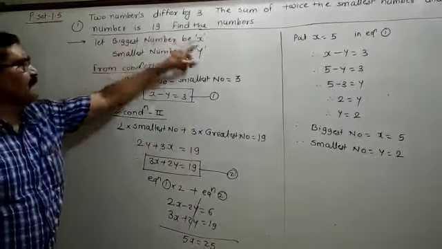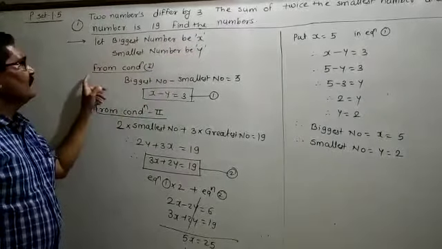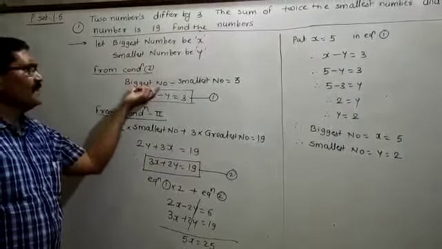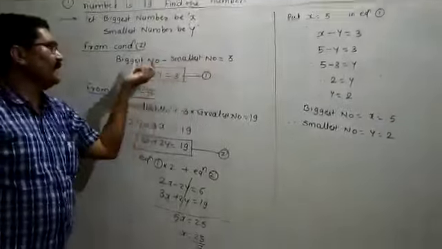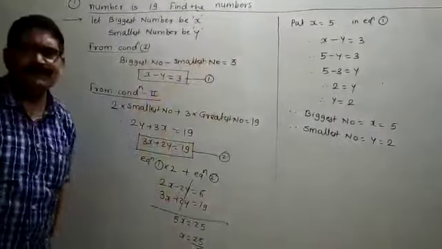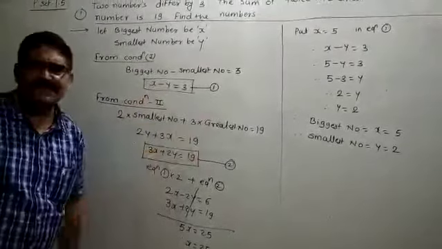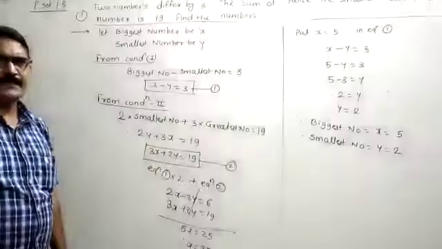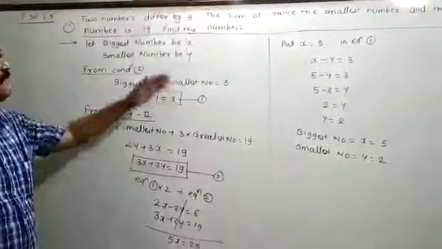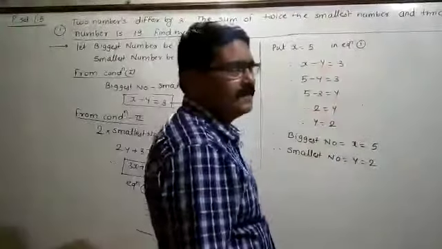If the biggest number is x and the smallest number is y, from the first condition, two numbers differ by 3 means bigger number minus smaller number is equal to 3, means x minus y is equal to 3. You have to consider this as equation 1. Then the second condition is also given, whatever is the remaining part of the example.